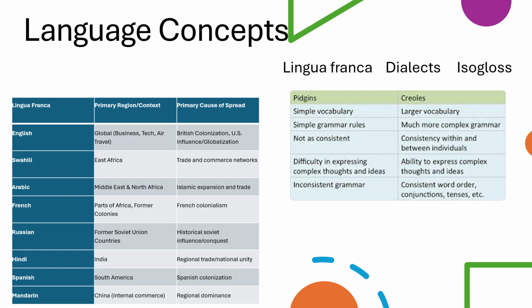Creoles, on the other hand, are brand new languages based on two or more languages which combine. Pidgins are very simple with simple vocabulary, while Creoles have a larger vocabulary and they are much more complex. And if you look at the screen, you can see all the different lingua francas that exist in the world.